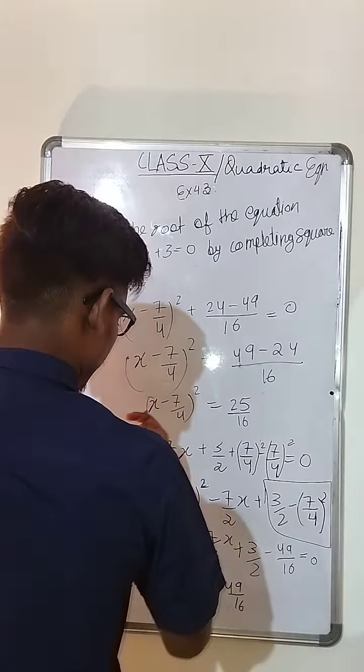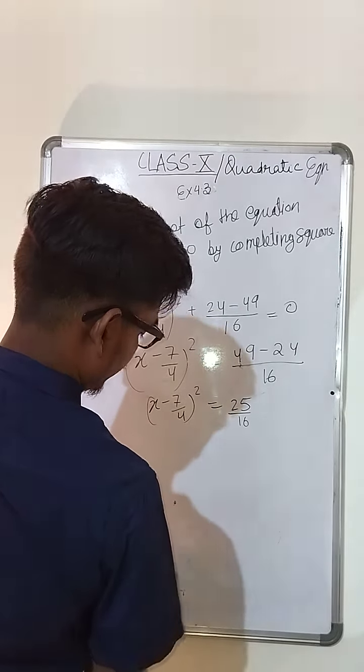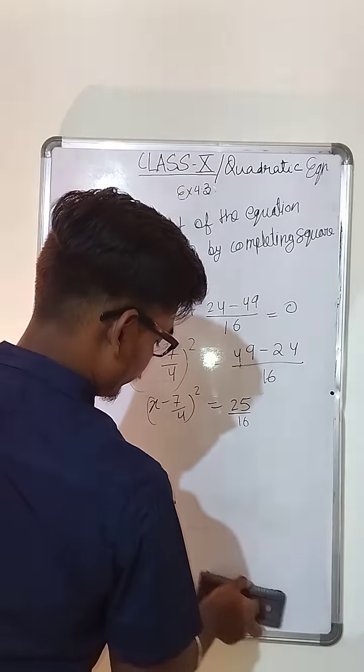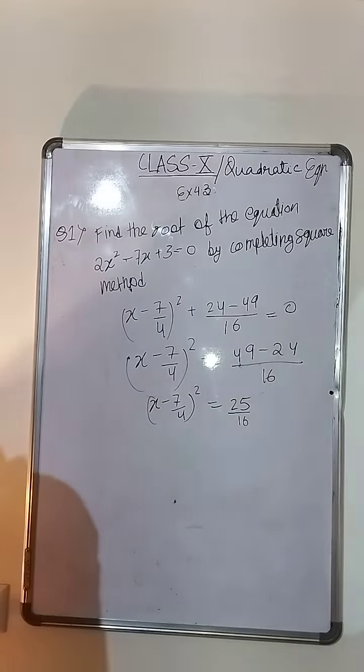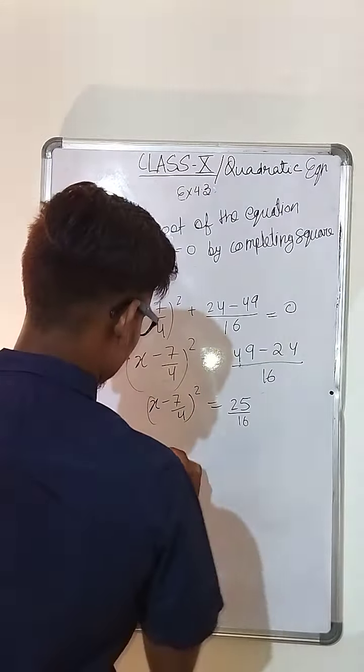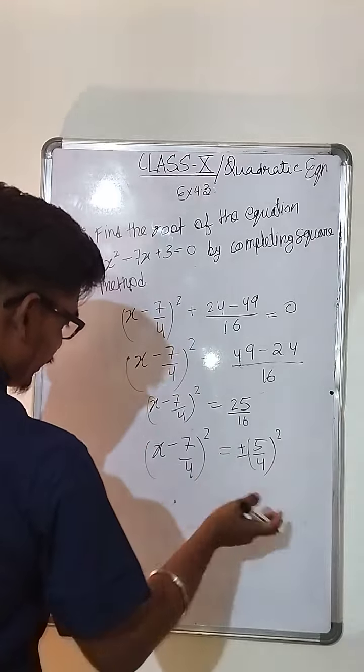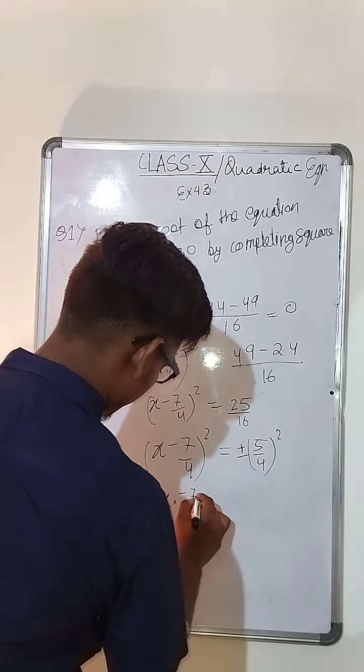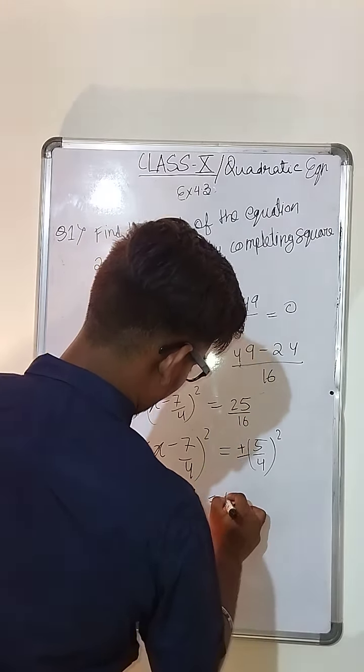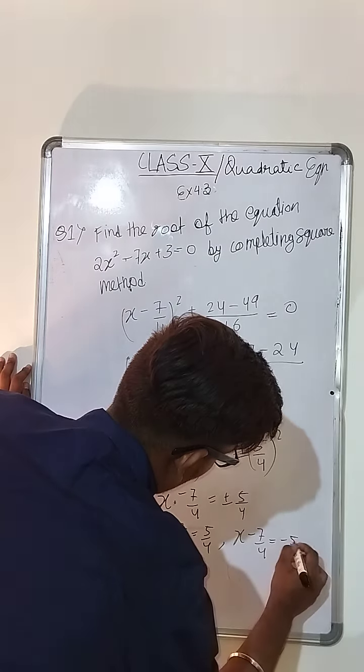So now to find the x in this equation, x minus 7 by 4 whole square equal to plus minus 5 by 4 whole square. So square root both sides, so it will become x minus 7 by 4 equal to plus minus 5 by 4. So first taking x minus 7 by 4 equal to 5 by 4, another taking x minus 7 by 4 equal to minus 5 by 4.